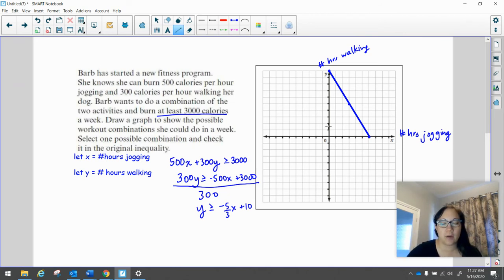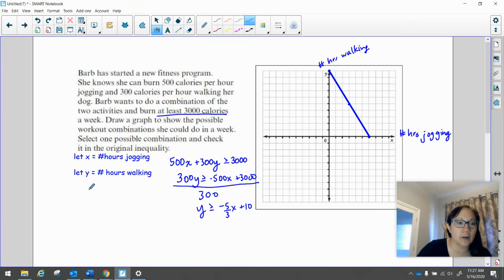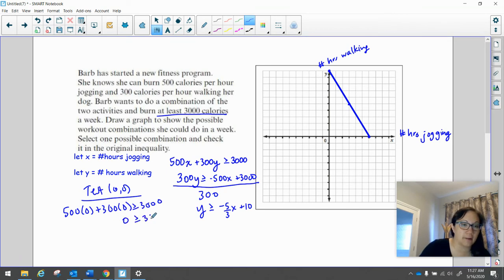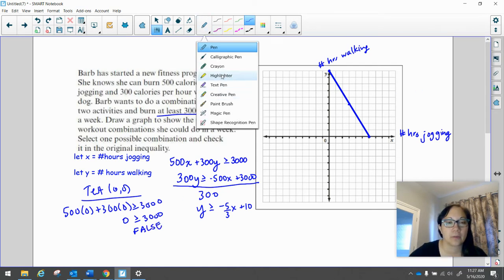The question is, which direction am I going to go? So I'm going to use my test point of 0, 0 to see if that works. So if I put that in, does it give me a true or false statement? I end up with 0 is greater than or equal to 3,000, which is false. So I'm going to shade outside of the line this time, or to the right of the line.